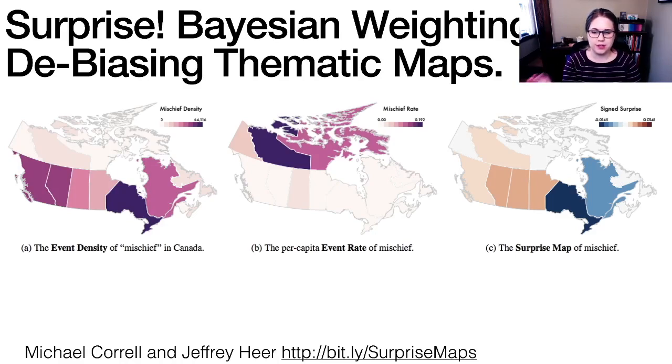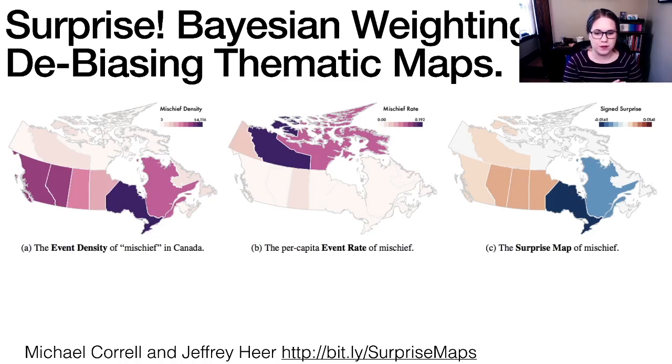So that's image A. And these maps are showing the event density of mischief. It's a category of property crime in Canada, like egging someone's house or TPing their trees. So there's high rates of mischief in the high population areas. But then if you do it per capita, you're going to have the high variability in those low population areas.